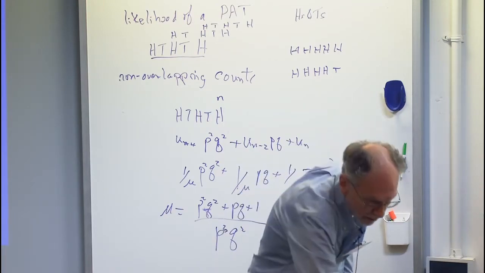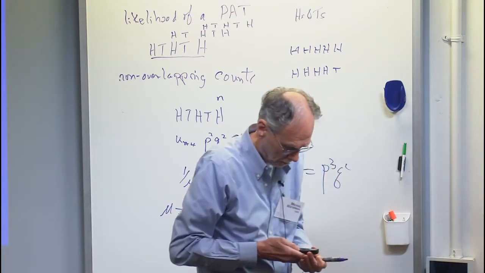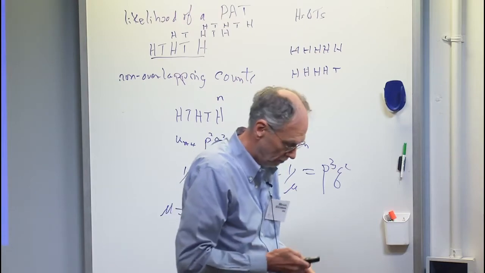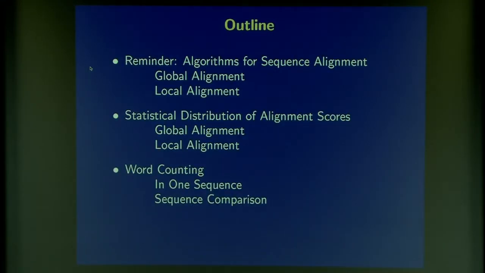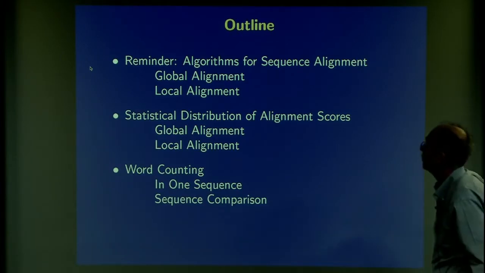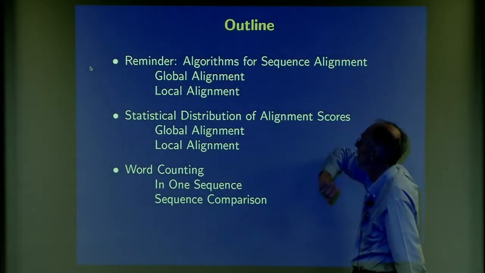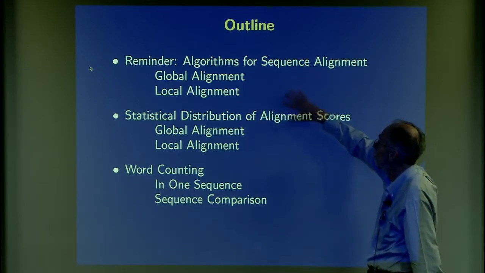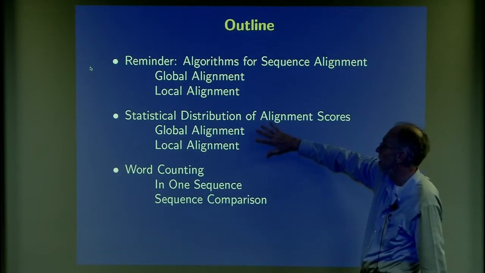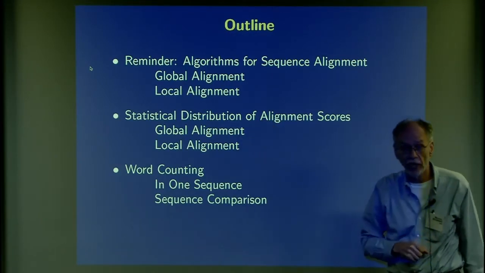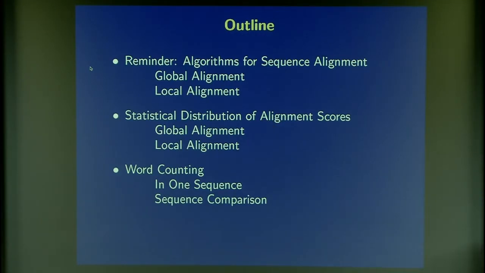Okay, so I'm going to go through a couple of things Dan talked about, global alignment, local alignment, just to remind you of what that is, if you don't know. And then the main topic is the statistical distribution of these alignment scores. And I will show you a couple of very cool unsolved problems that I would love it if somebody did.